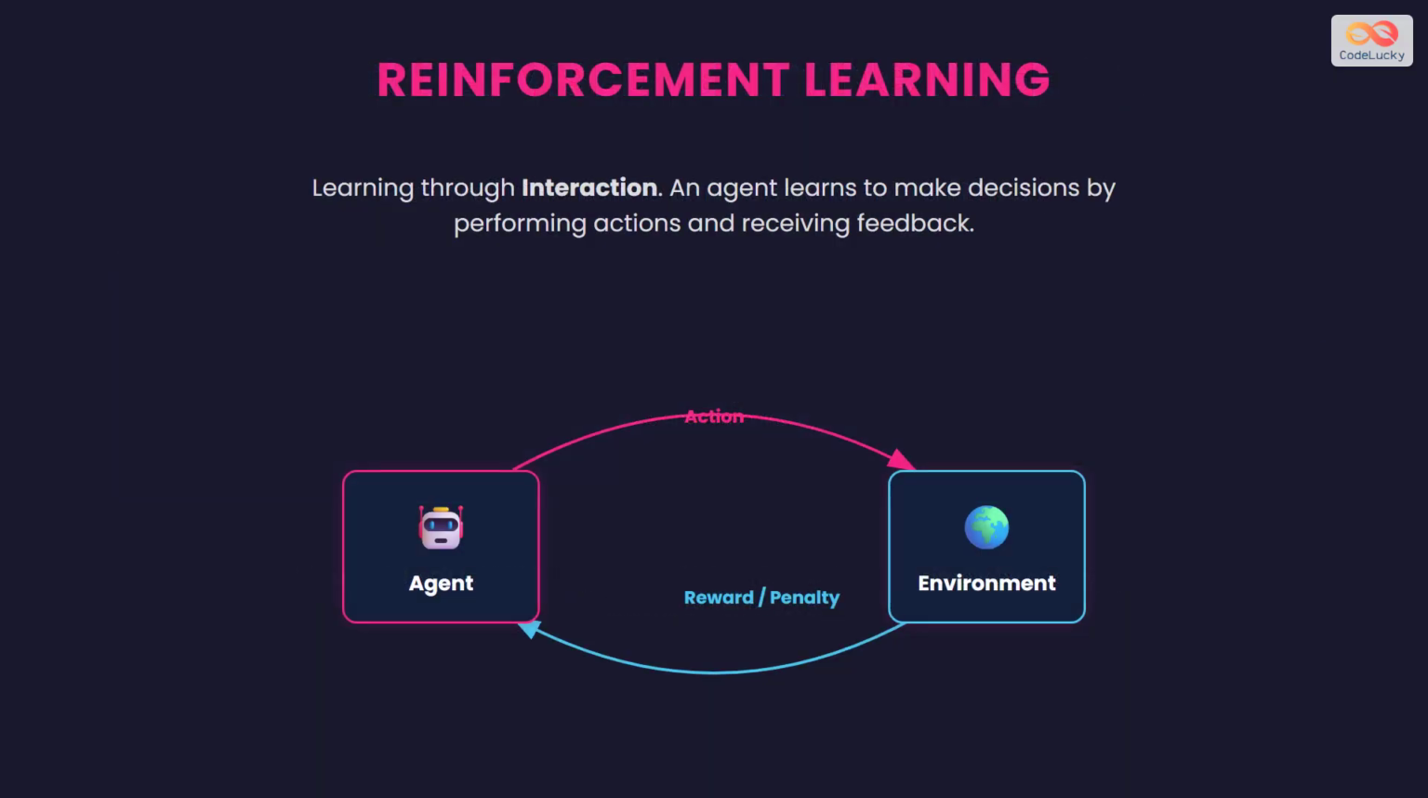Finally, we have reinforcement learning. This is all about interaction. Imagine an agent placed in an environment. It takes an action, and the environment gives it feedback, either a reward or a penalty. If it gets a reward, it remembers to do that action again. If it gets a penalty, it avoids it. It's a loop of constant trial and error to maximize the total reward.